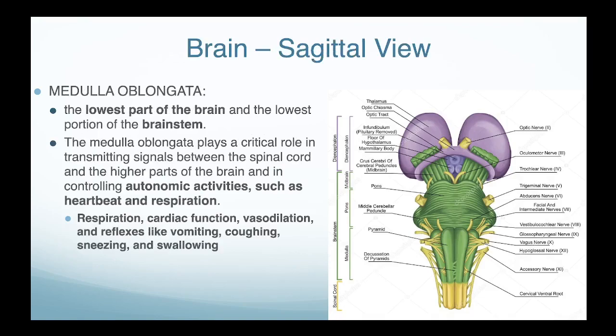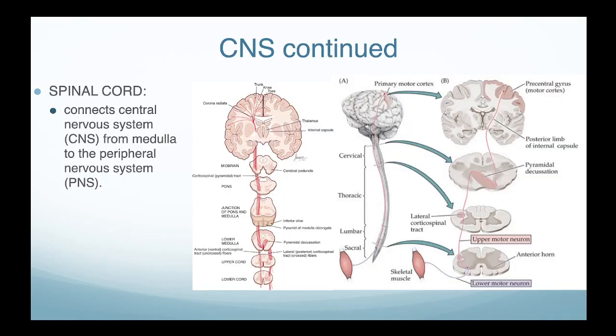And then the medulla oblongata is going to be the lowest portion of your brain, the lowest portion of your brainstem, and it's associated with autonomic activity, respiration, as well as heartbeat. So think cardiac function, vasodilation, things like that. Also sneezing and swallowing.